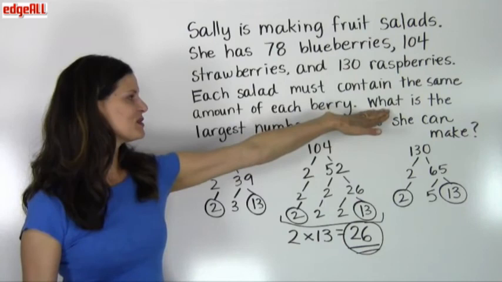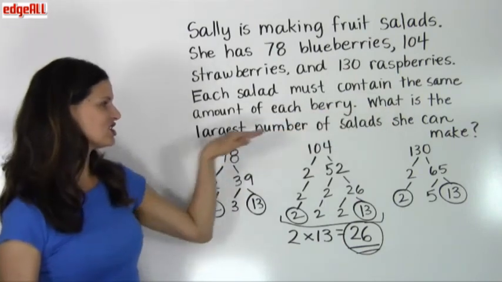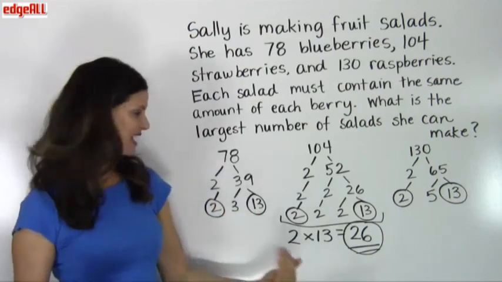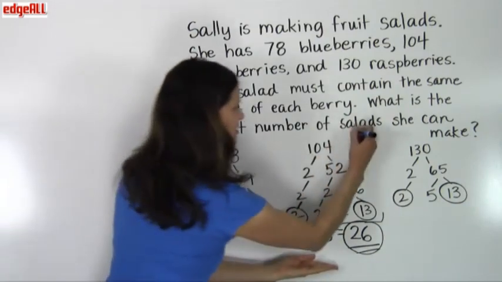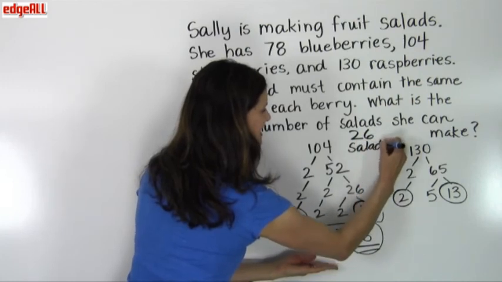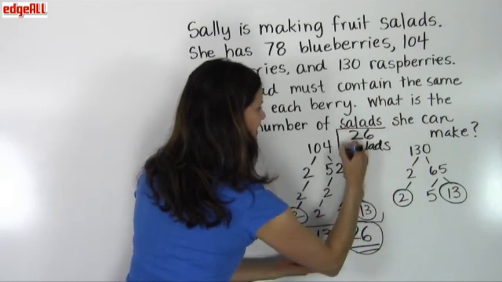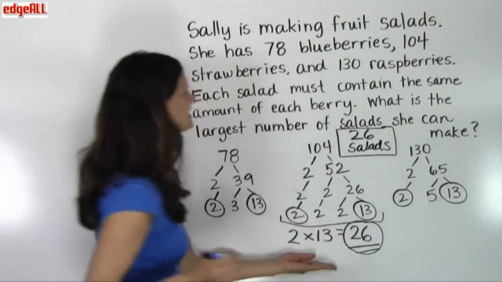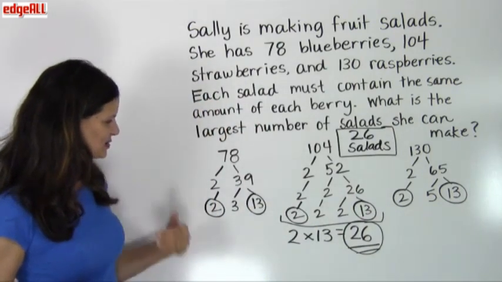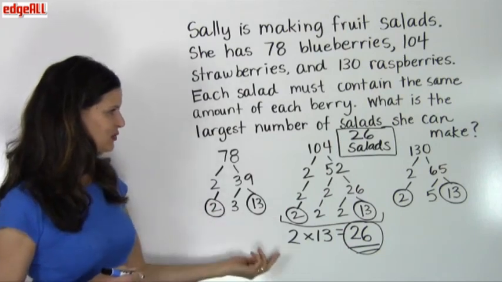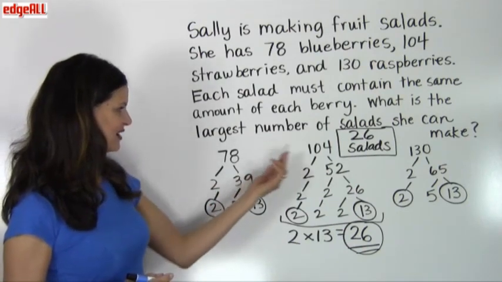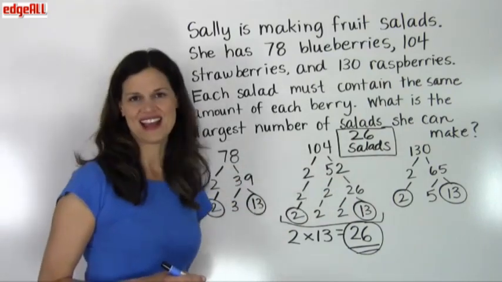So the answer to my question then, what is the largest number of salads that she can make, is going to simply be my greatest common factor. So she can make 26 salads. To answer our question about making the fruit salads with blueberries, strawberries, and raspberries, 26 is the greatest common factor of 78, 104, and 130.